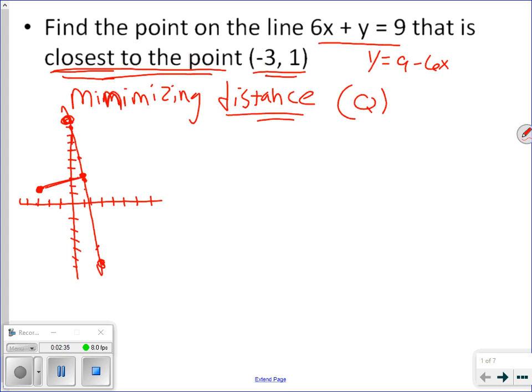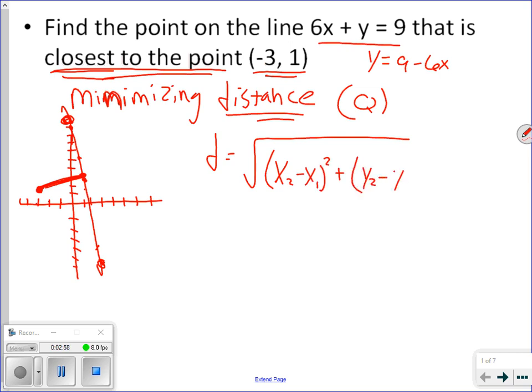Well, how do I minimize a distance on a coordinate plane? What is the distance formula? We know what distance equals. Think back. Distance is equal to the square root of x2 minus x1 squared plus y2 minus y1 squared. Right, there it is. Woohoo! Okay.